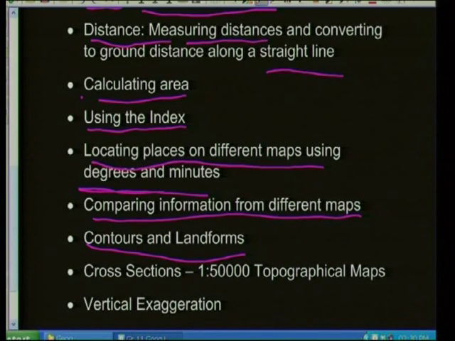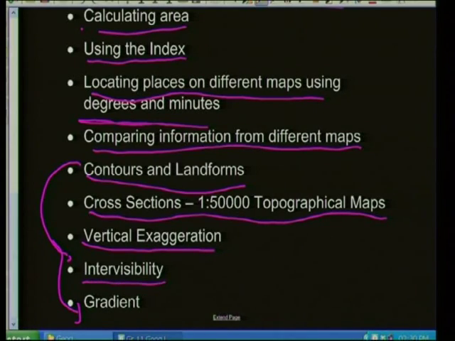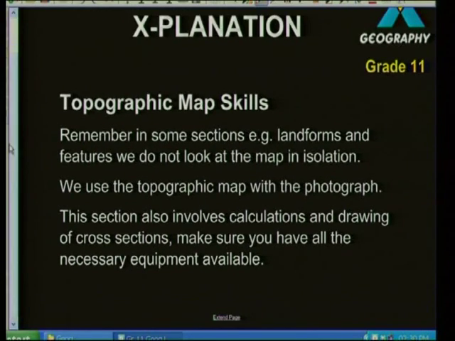Comparing information from different maps. Of course, we'll have to relate our map to the orthophoto map. Contours and landforms, which I'm going to bring towards the end of my presentation. Okay. Cross sections. This section here, I know, makes you very cross. I think that is why we call it cross sections. But we'll do some simple stuff. In order, we'll attempt rather to try and get a better understanding of cross sections. Vertical exaggeration, intervisibility, gradient. Okay, learners, let's go through it.